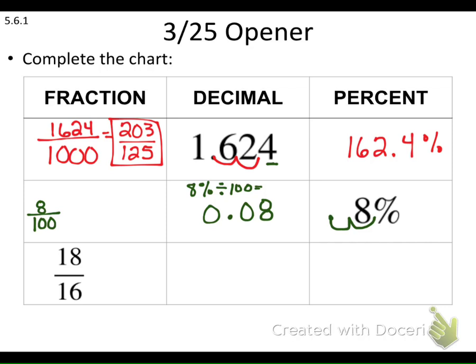Now, is this fraction in simplest form? 8 over 100, is that going to be in simplest form? Nah. What's 8 and 100 both divisible by? 2. Even higher. 4. What's 8 divided by 4? 2. What's 100 divided by 4? 25. There's your final answer.